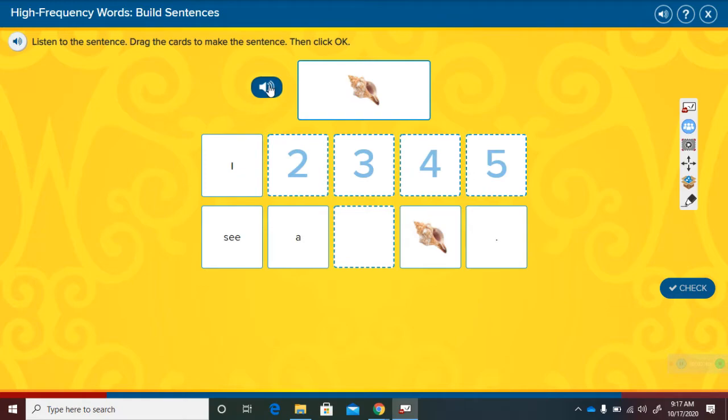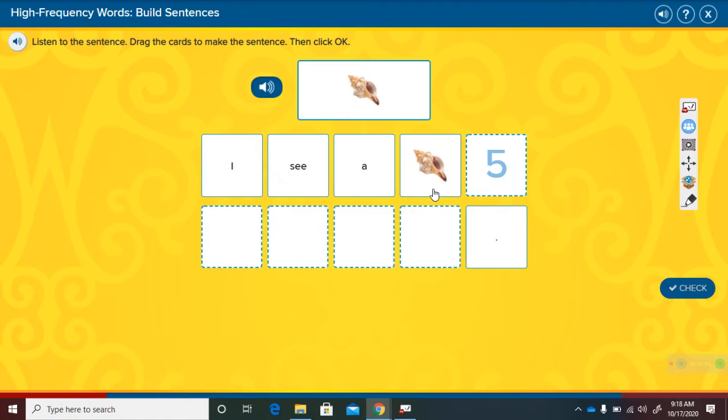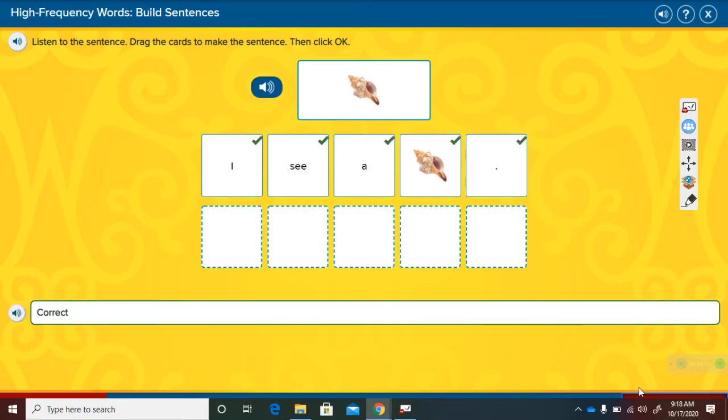Let's listen to the sentence again. I see a shell. I see. Can you find the word see down here? Right here it is. I see. And then here's the word A. It's that funny typewriter A again. I see a shell. And then we always end the sentence with some type of punctuation. We're just saying something. We're not asking something. So in this case, it is the little tiny dot that is a period. Fantastic! Good job.